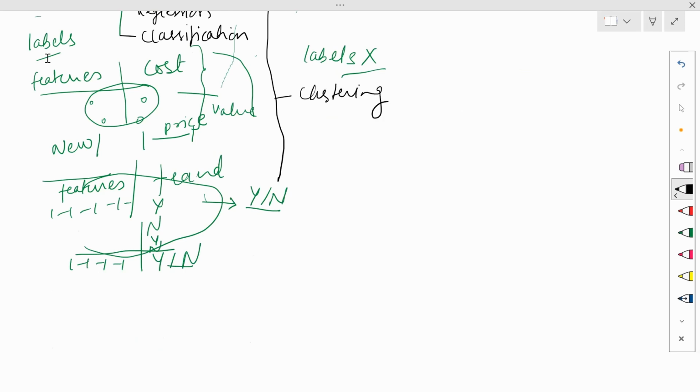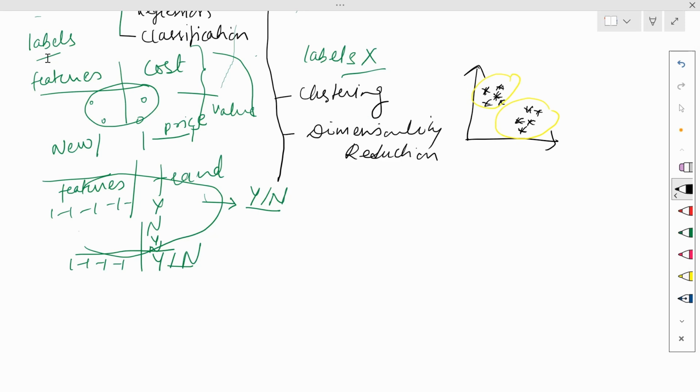How clustering works is, for example, if you have data like this, we can see that the data is divided into two clusters. The predictions can be made on the basis of these two clusters. That is called clustering. The other technique is where we reduce the dimensions.